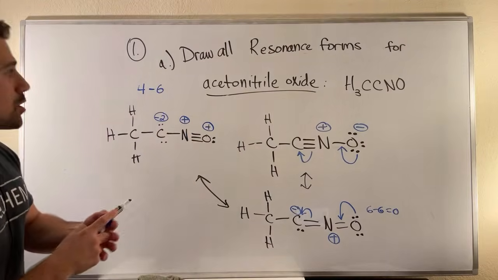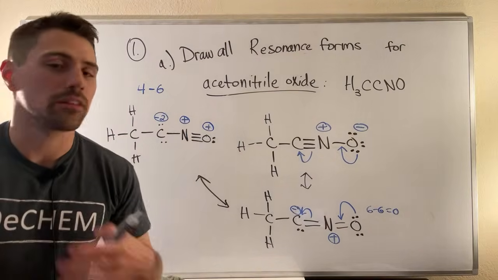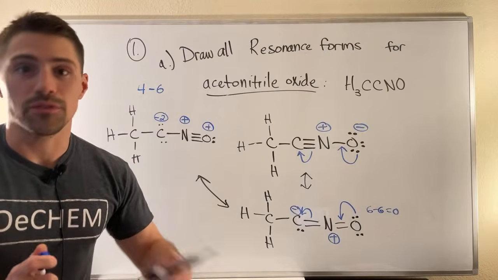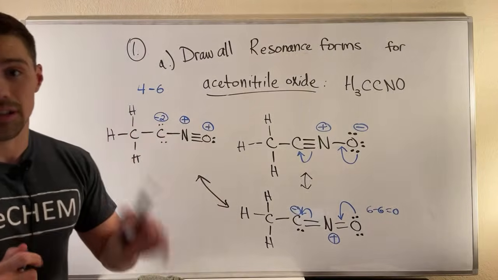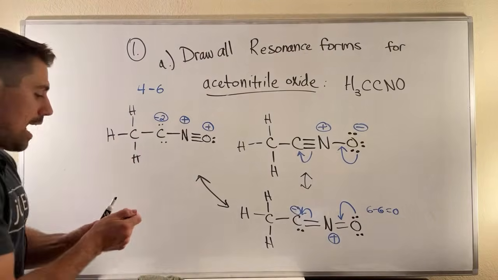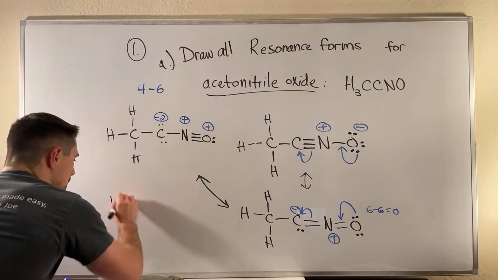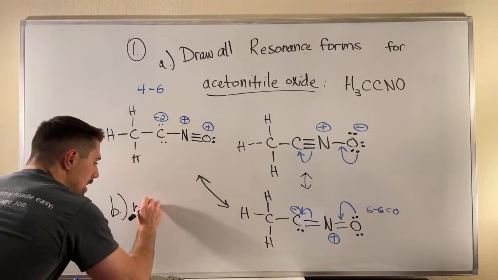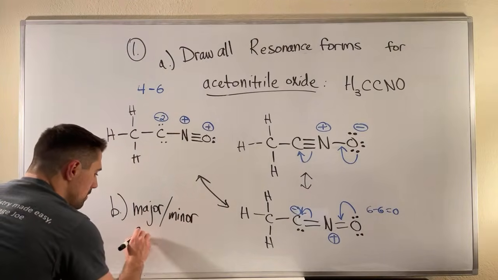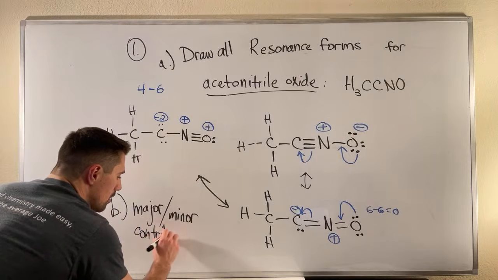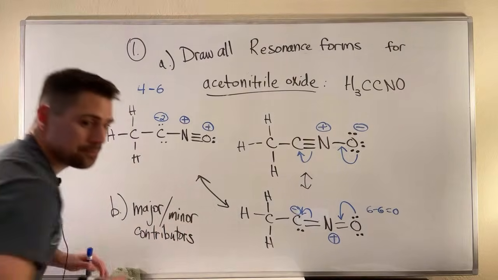Okay, so we've completed that, which was part A. We've drawn all the resonance, we've drawn a valid Lewis structure and all the resonance forms of acetonitrile oxide. Now, the slight follow-up to this is to identify the major and minor contributors to the overall resonance hybrid.